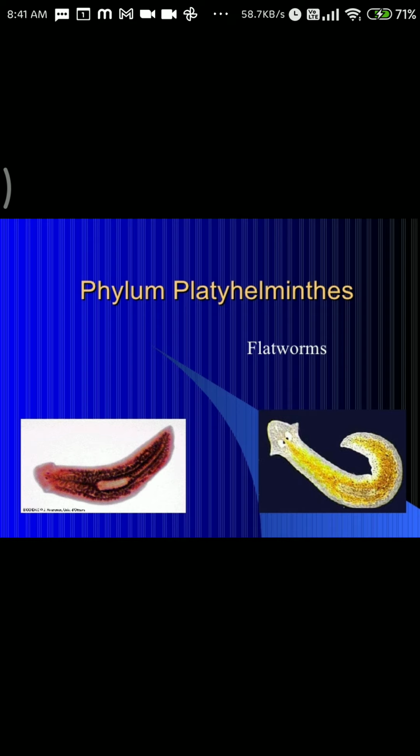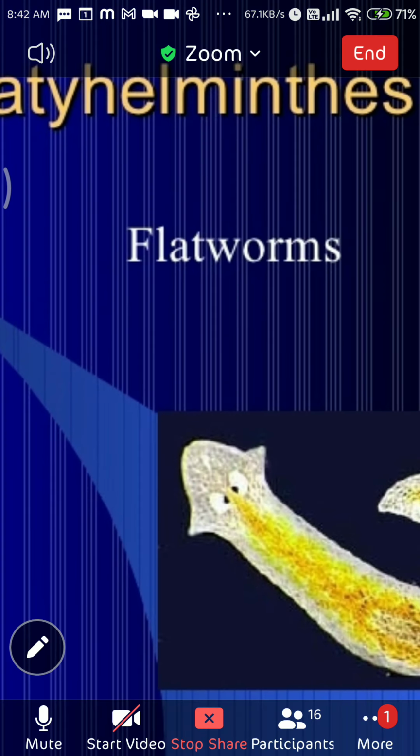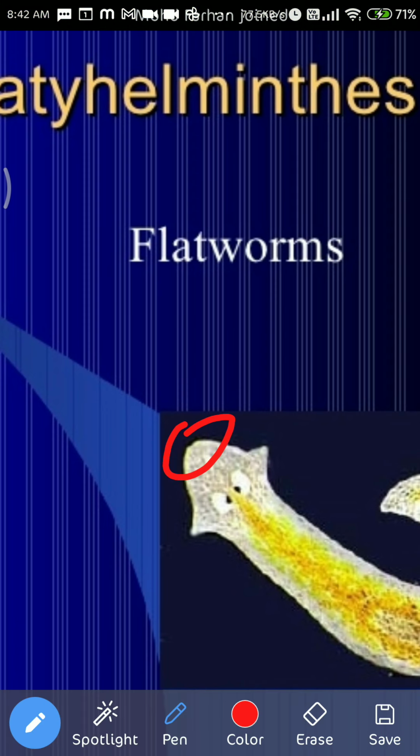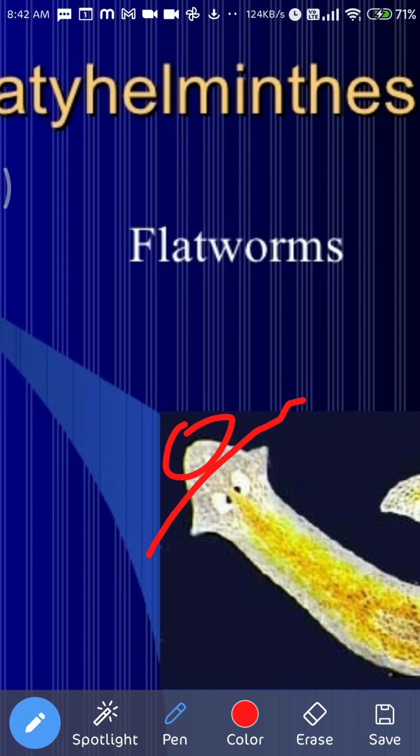And see here, they have one opening at the top, and that acts as a mouth as well as an anus. That opening takes in the food as well as excretes out the waste. So they have only one opening through which they get the food and get rid of waste, at the top of the body.